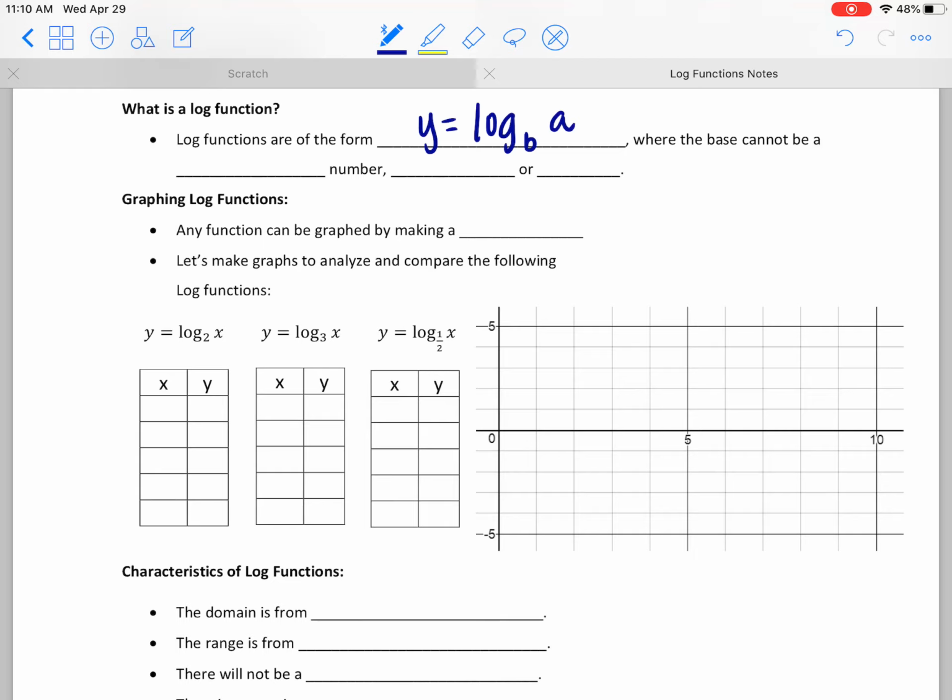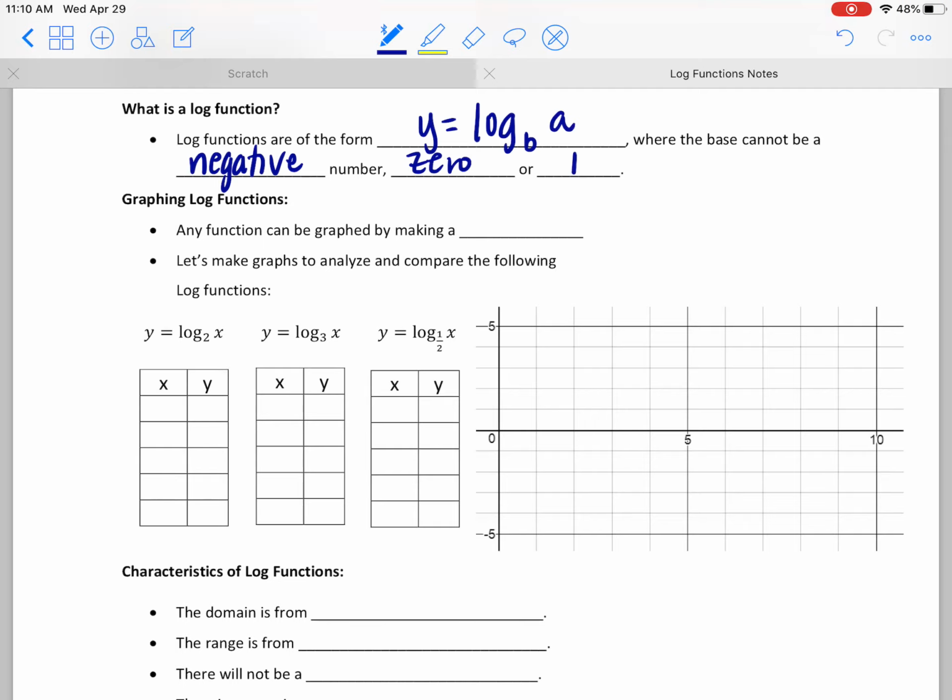So a log function is in the form y equals the log base b of a, where there aren't any restrictions for y, but there are going to be restrictions for b and for a. We've talked about not being able to take the log of a negative number or 0, so a can't be a negative number or 0, and that's going to be true for the base as well. So the base cannot be a negative number. It also cannot be 0, and it also cannot be 1, because remember the base of the log is the same as the base of an exponent here.